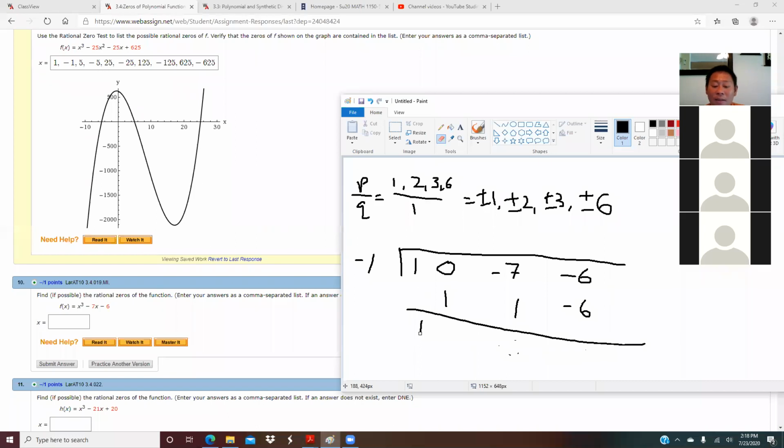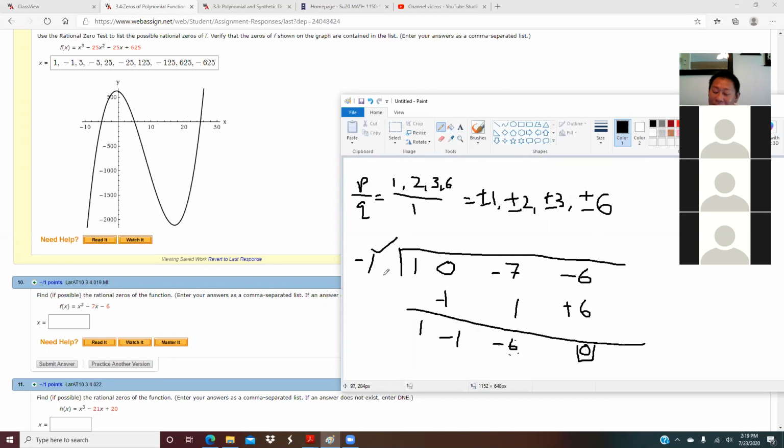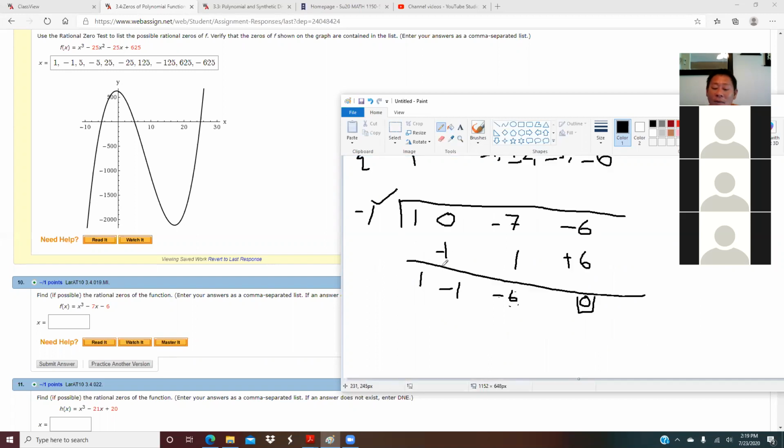So negative 1 times 1 gives you negative 1. Add this up, it becomes negative 1. Negative 1 times negative 1 is 1, so this will give me negative 6. Negative 1 times negative 6 gives me positive 6, and this gives me 0. So that means this one works. We are looking for zeros down here. If negative 1 doesn't work, you have to try 2 and then negative 2, 3, negative 3, 6, and negative 6. But once one of them works, you're good, because the rest is a quadratic form. So this is x squared minus x minus 6, and you can factor this as x minus 3 and x plus 2.